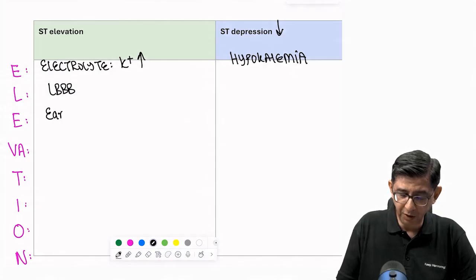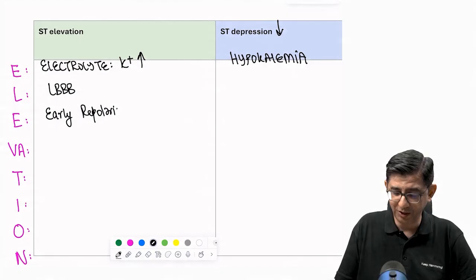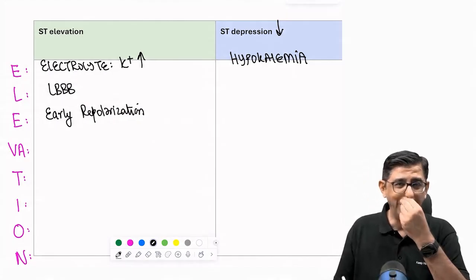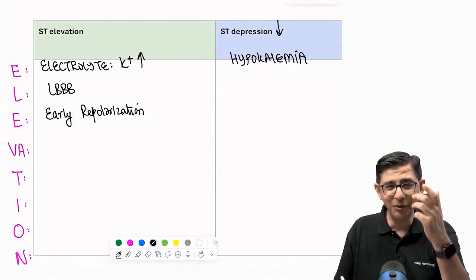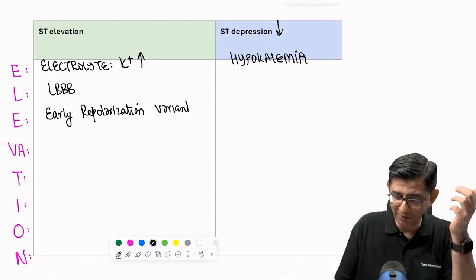Then some people can have a physiological ST elevation. My ECG always shows a physiological ST elevation. It was a shock to me. The first time I looked at it, I said, holy shit, man, I am having an MI. And my consultant told me, no, you're not having a heart attack. You are having ST elevation because this is the early repolarization variant.